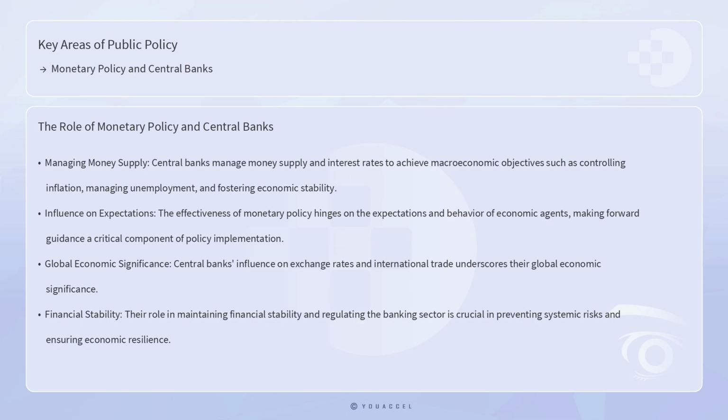In summary, monetary policy and central banks are indispensable in shaping the economic landscape. Through the use of various tools and strategies, central banks manage money supply and interest rates to achieve macroeconomic objectives, such as controlling inflation, managing unemployment, and fostering economic stability. The effectiveness of monetary policy hinges on the expectations and behavior of economic agents, making forward guidance a critical component of policy implementation. Additionally, central banks' influence on exchange rates and international trade underscores their global economic significance.